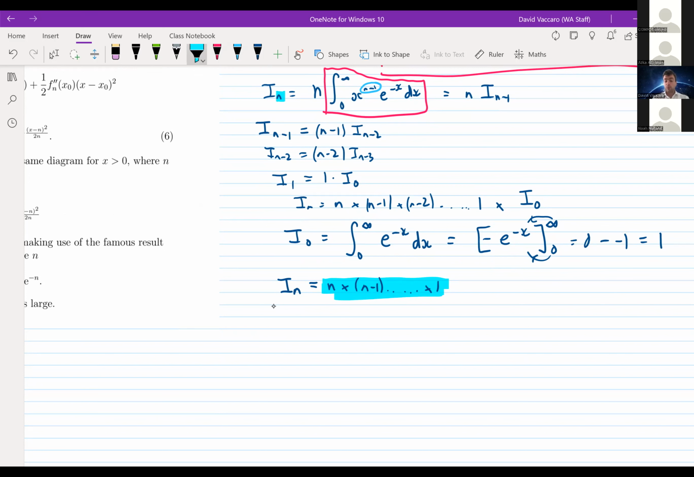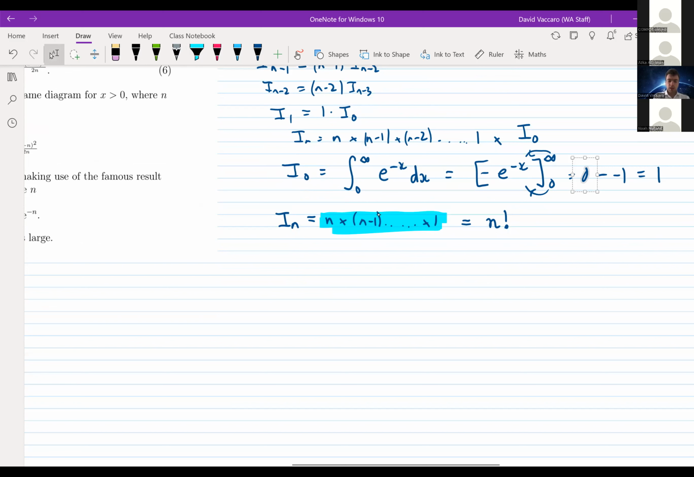But is there a simpler way of writing this? Well, we recognize this as n factorial. Okay, so we have this nice result that the integral from 0 to infinity of x to the n times e to the minus x dx is n factorial.